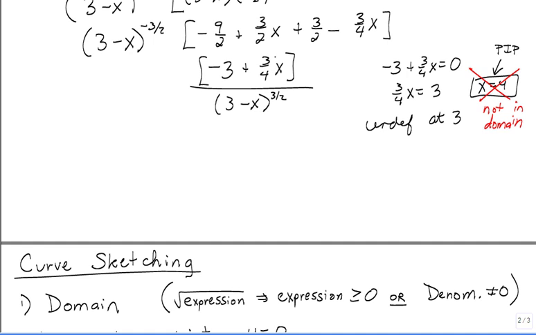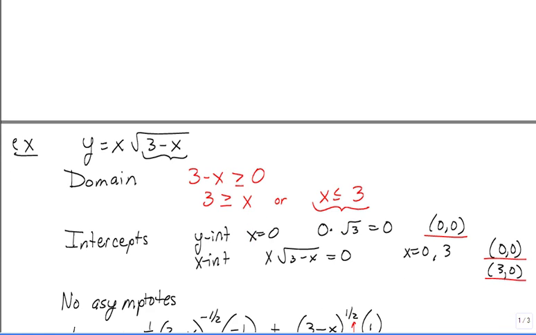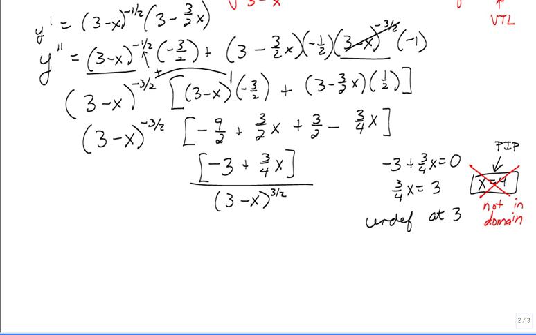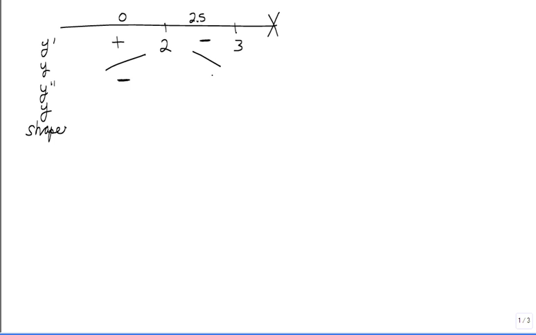This isn't cooperating. Okay, that's going to be positive. No, it's going to be negative also. Let me try it again. So it's negative. I'm plugging 2.5 into the second derivative. So it's negative, so it's concave down, there's no inflection point. So the shape's going to go like that and then like that.